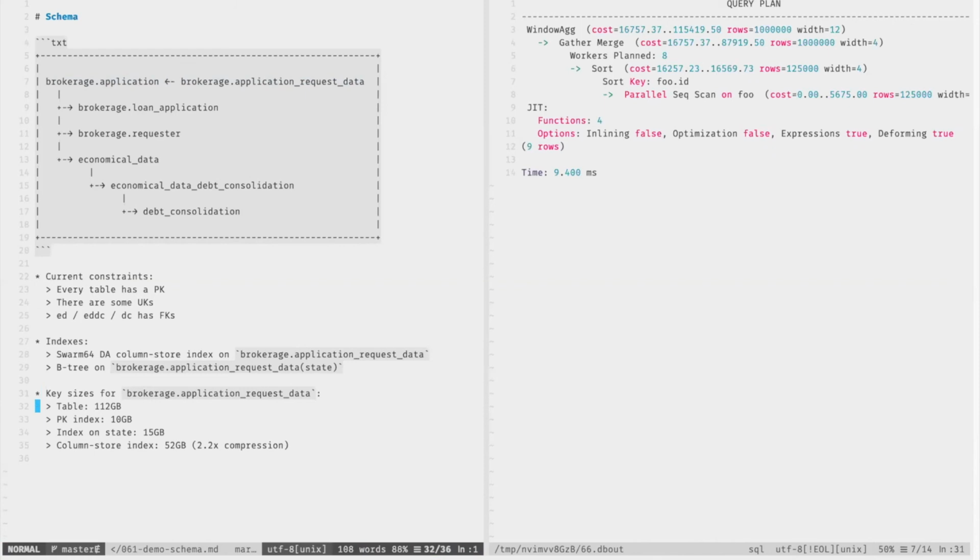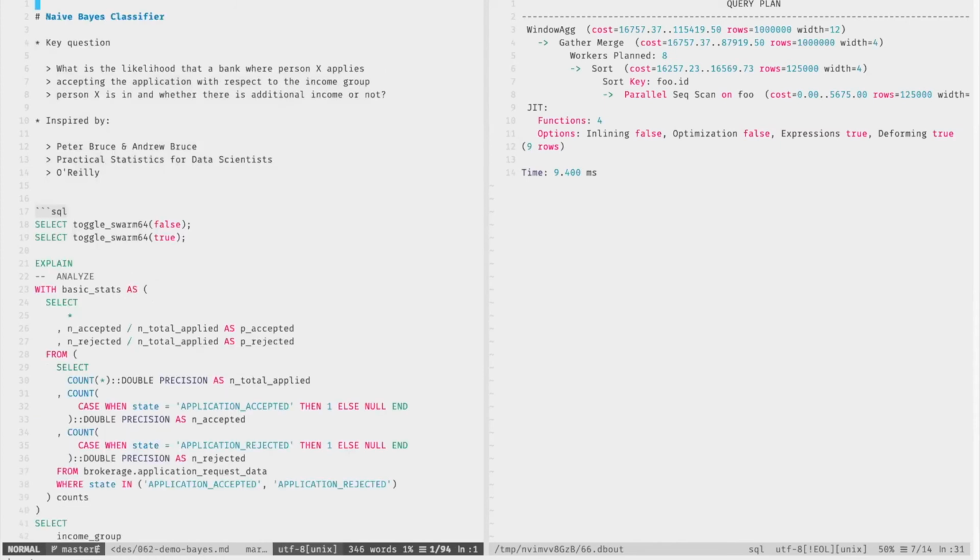Sizes for this particular table, I'm only talking about this one because this is the only one we're basically querying. The other ones are rather small. It's 112 gigabytes plus indexes of 10 and 15, and the column store index takes 52. On a partitioned table, the column store index works the same way. So you just define it across the master table, and then it's automatically pushed down to your child tables and gets created there. So if you query a child table, you will also see a column store index there. And this is then also maintained the same way.